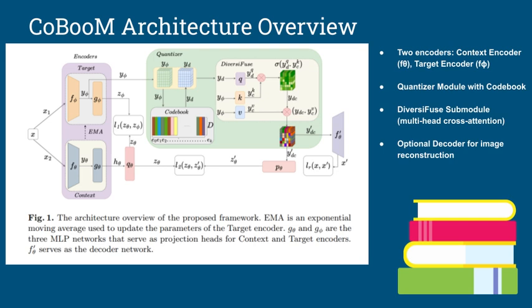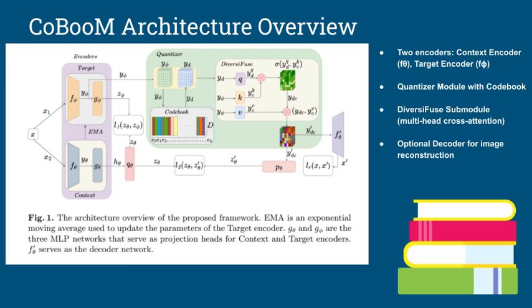It's a multi-head cross-attention mechanism to fuse the continuous features from the encoders and the discrete code words representation from the codebook. This allows the model to attend selectively to both fine image details and higher level anatomical structures simultaneously. By doing this fusion across multiple attention heads, CoBooM captures diverse contextual relationships within medical images, hence the name DiversiFuse.